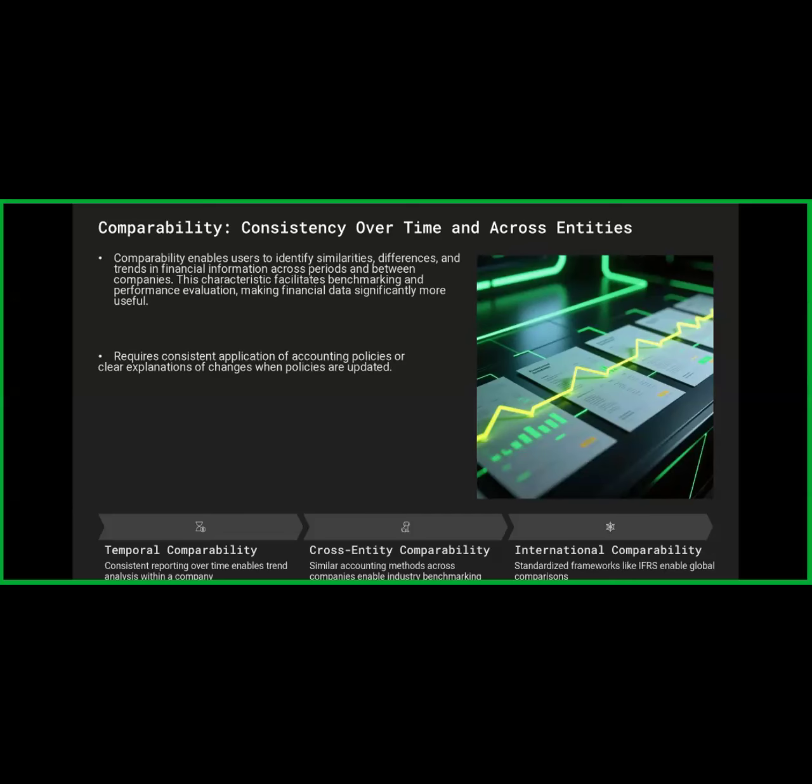What is the exact situation? On that basis, the top management can take different decisions. So this is one of the characteristics a financial document must have, the comparability of the financial statements.